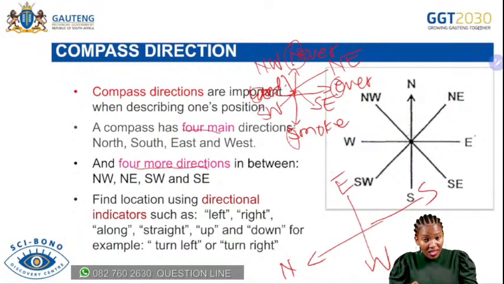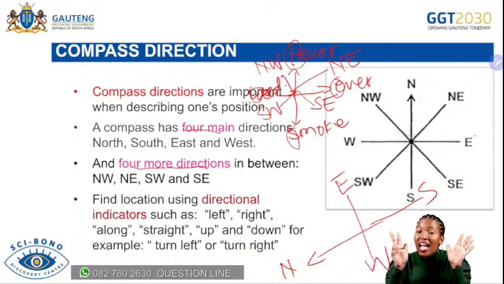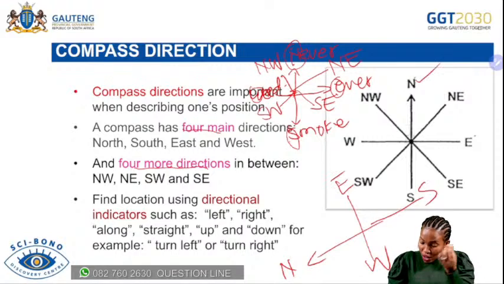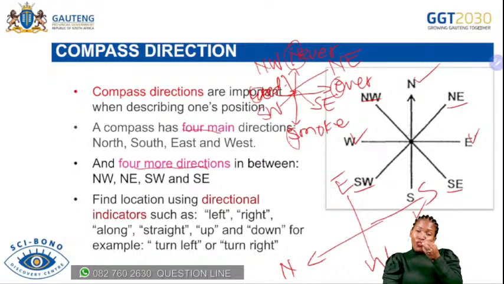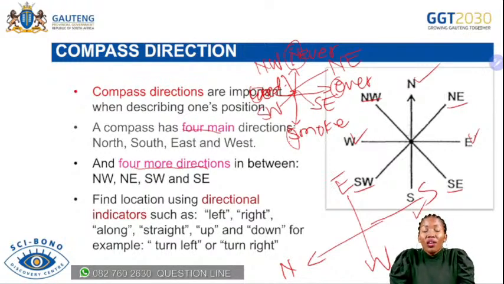In Maths Lit, girls and boys, we only work with these 8 cardinal points. Only. We work with your north, your east, your south, west, northeast, southeast, southwest, and the northwest. Please don't be confused. I know some of you are doing geography, and in geography you've got more. But in Maths Lit, we only work with these 8. I hope we are all okay and we are all following.